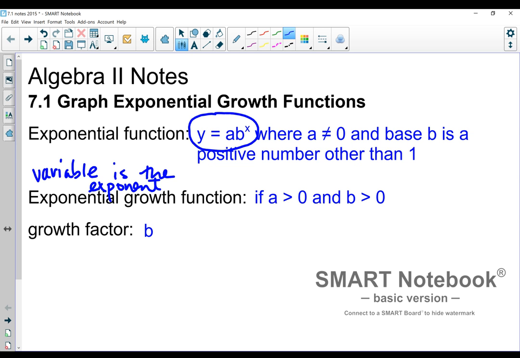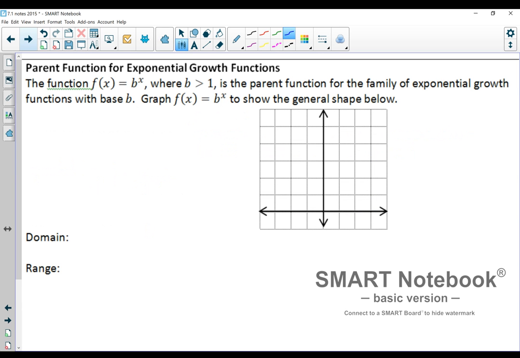If I have an exponential growth function, that means my a is greater than 0 and b is greater than 0. And the growth factor is b. So on our next page, we are looking at the general form of one of these functions. What we're going to do is look at just y. It says f of x equals b to the x power, but we'll look at just y equals b to the x power. We're just going to make a quick table, an xy table.